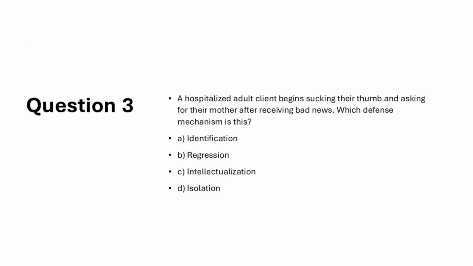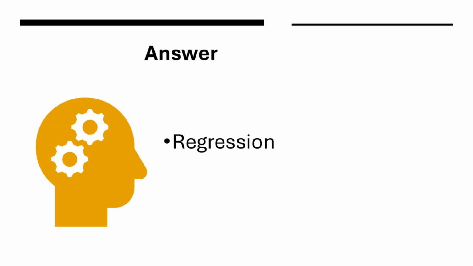Another question: a hospitalized adult client begins sucking their thumb and asking for their mother after receiving bad news. Which defense mechanism is this? A. Identification. B. Regression. C. Intellectualization. D. Isolation. The answer will be regression.